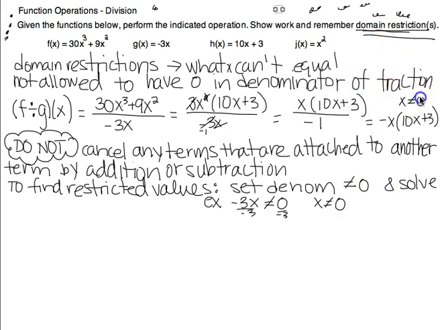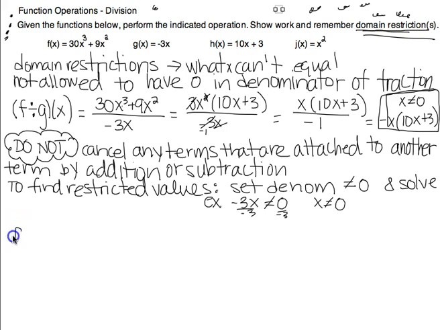And normally I would put it right after, but I kind of ran out of room there. Whoa, sorry. So negative x times 10x plus 3 is the function answer with the restriction x not equal to 0. All right, I know that probably seems overwhelming. We're going to do another one.